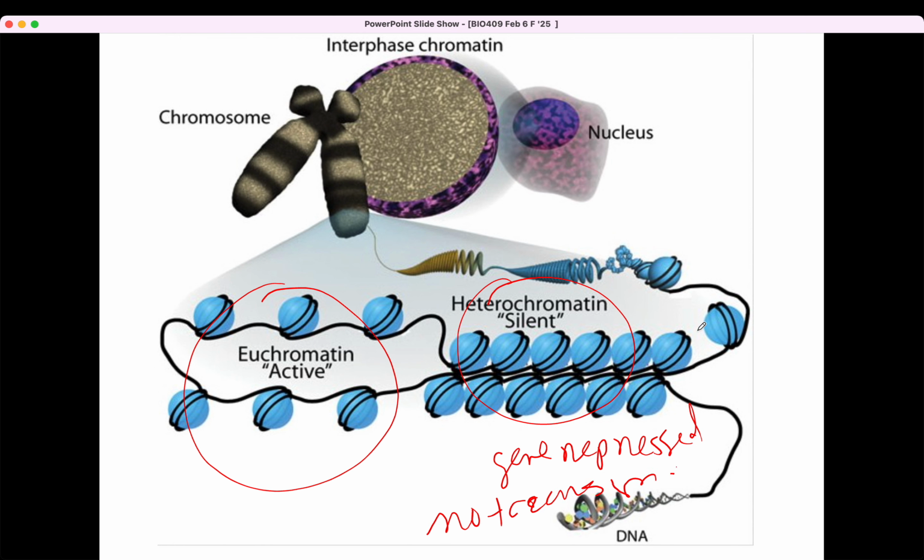This is what's happening in girls and males. And then euchromatin, active chromatin, open chromatin, transcriptionally active chromatin. This is what's happening in adolescent girls.